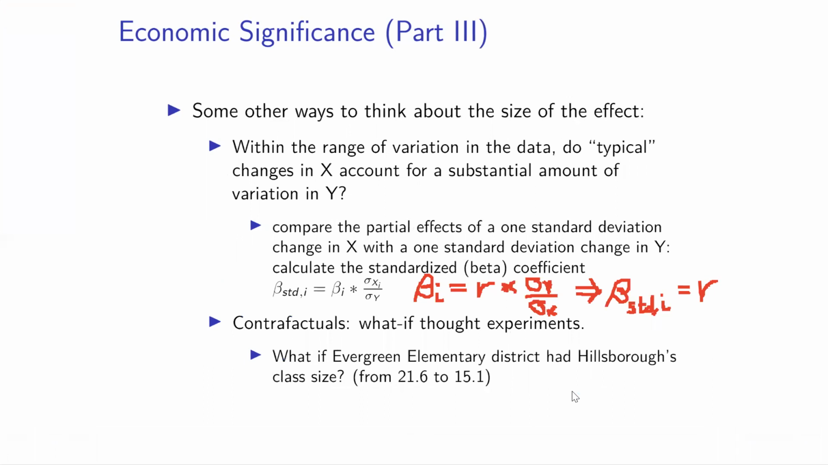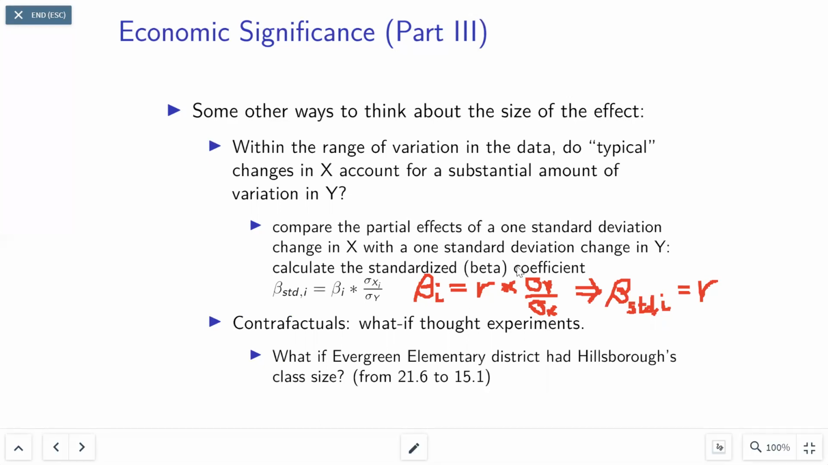There are other ways to gauge the size of economic significance as well. You can also think about the size of the effect by converting the estimated beta, the $3.8, into a standardized beta coefficient. Recall that the estimated beta is given by R, which is the correlation coefficient between X and Y, times the standard deviation of Y divided by the standard deviation of X.